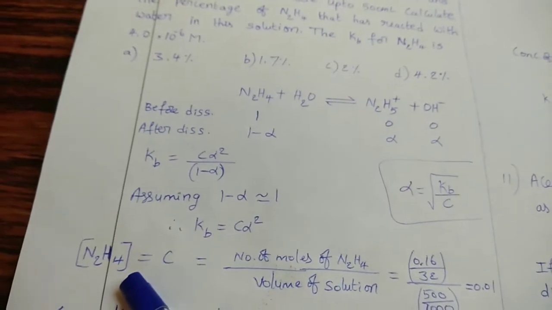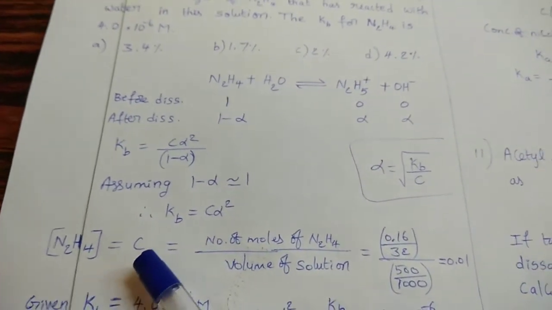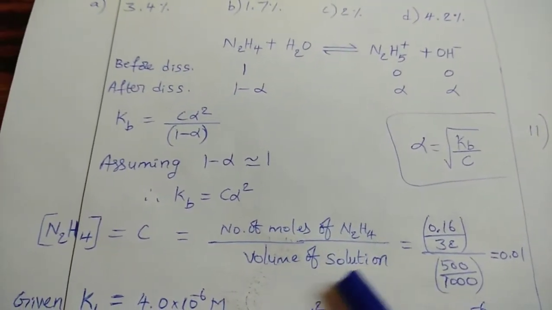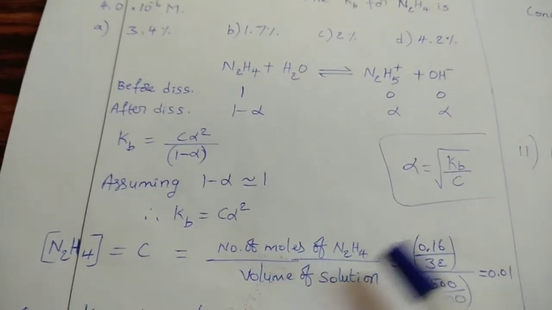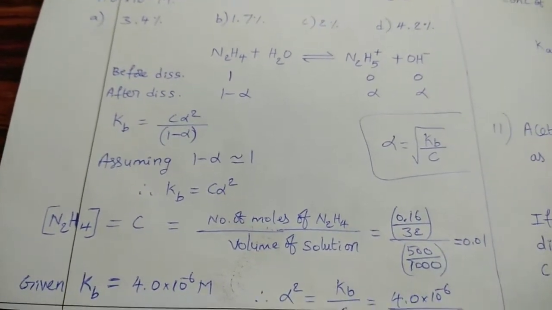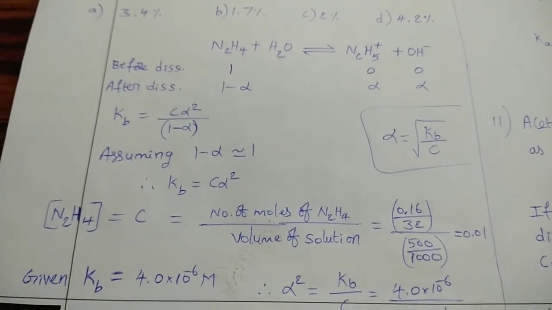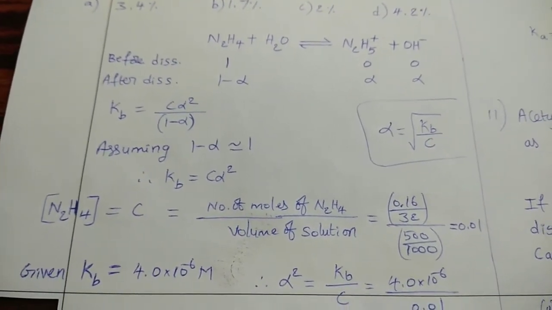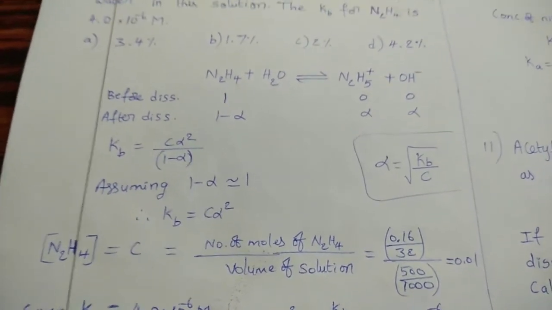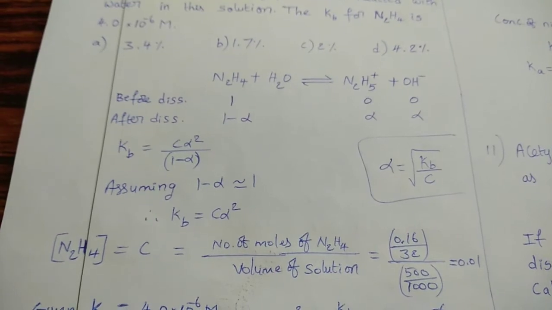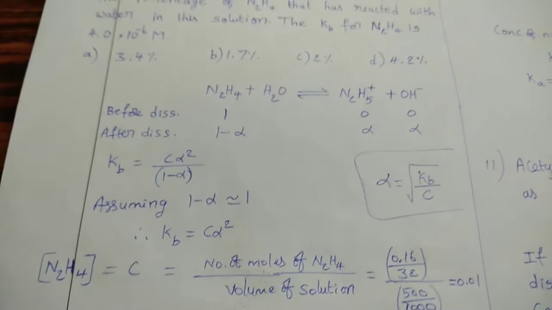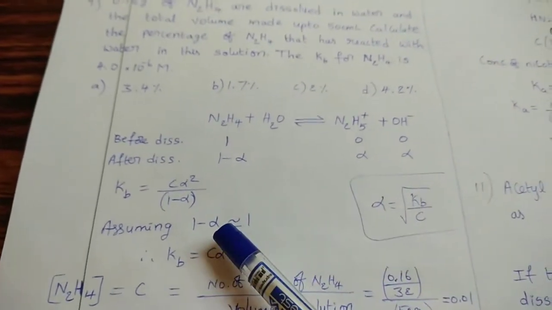Now calculate the concentration of N2H4. Concentration C equal to number of moles of N2H4 divided by volume of the solution. Number of moles means given mass divided by molar mass, divided by volume, 500 ml. Convert into liters. So 500 divided by 1000, that equals 0.01 molar. So concentration is very less. From that, degree of ionization is also less. So compared to 1, degree of ionization alpha is small.